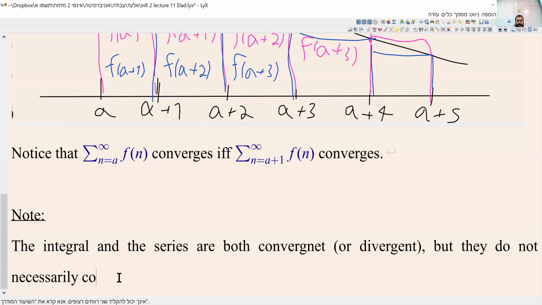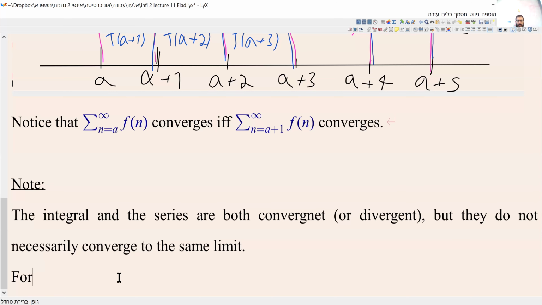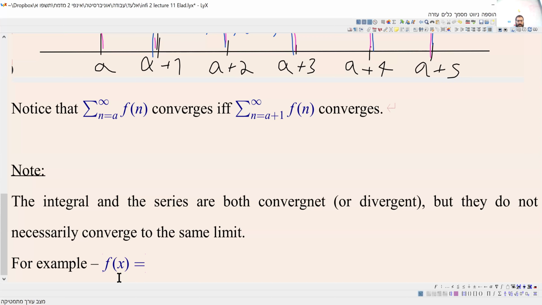Necessarily converge to the same number, to the same limit. Let's have an example. For example, and yet again, right now, with our current knowledge, it is pretty hard to calculate the sum of a series. What we do know is how to calculate the sum of a geometric series. So let's write down the function half to the power of x.